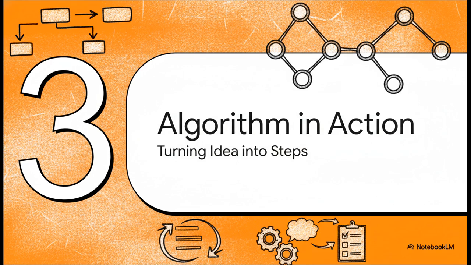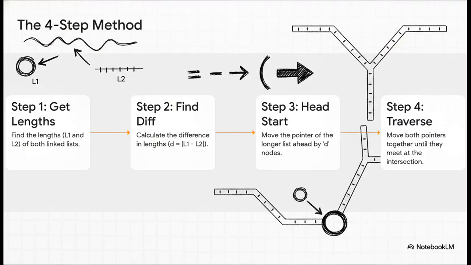Okay, with that core idea locked in, let's see how this actually builds into a repeatable process. It's time to turn this clever little idea into a concrete set of steps. It really just boils down to a super simple four-step method. First thing you do, run through each list just to count how many nodes it has. We'll call those lengths L1 and L2. Step 2, find the difference between them. That's our D, our head start distance.